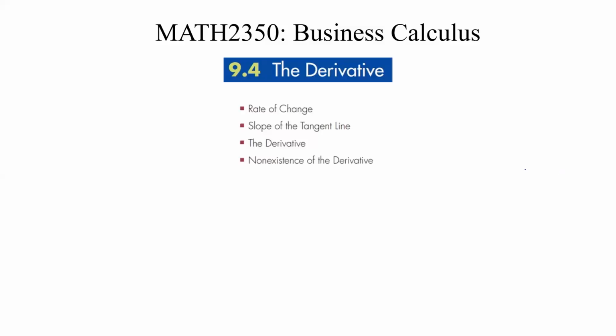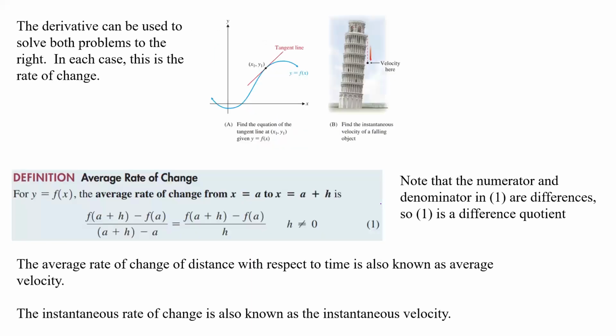All right, here we are in section 9.4 on the derivative. Here we'll look at rates of change, slope of the tangent line, the derivative, and non-existence of the derivative. So the derivative can be used to solve both problems to the right. In each case, this is a rate of change.